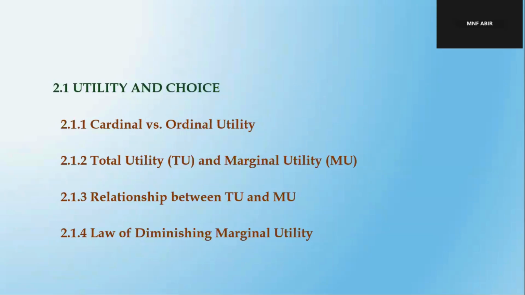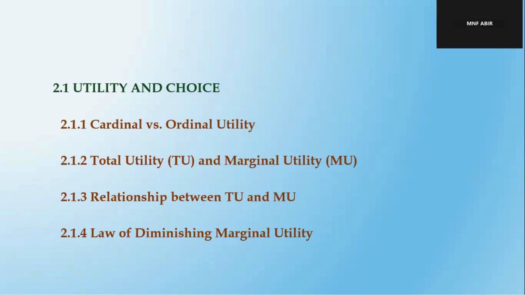Hello everyone. Today I will talk about an important topic in microeconomics, utility and choice. In this video, we are going to talk about four topics. First one is cardinal versus ordinal utility, then total utility and marginal utility, and the relationship between them, and lastly, law of diminishing marginal utility.